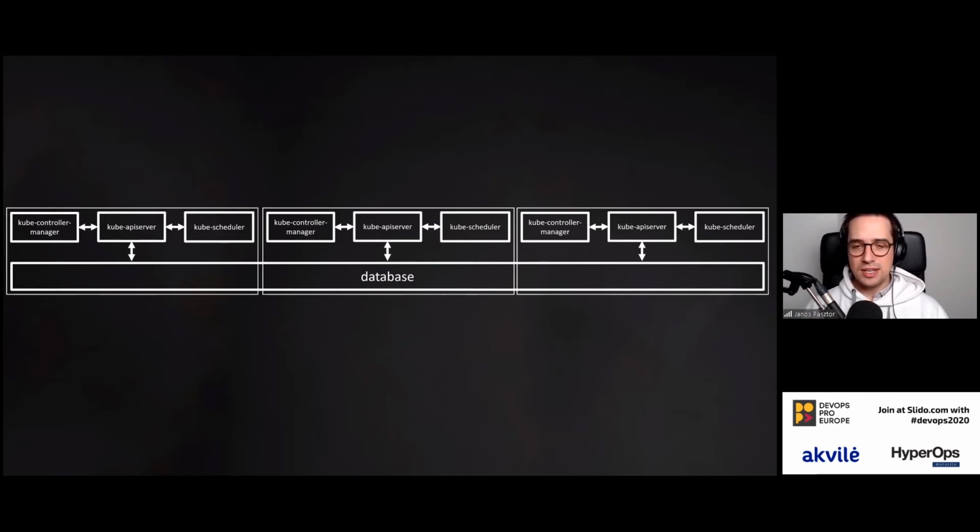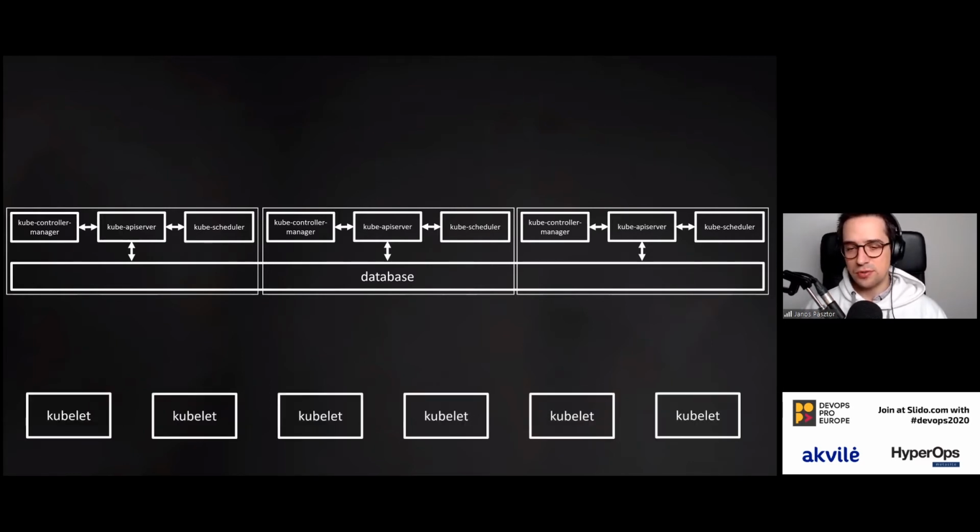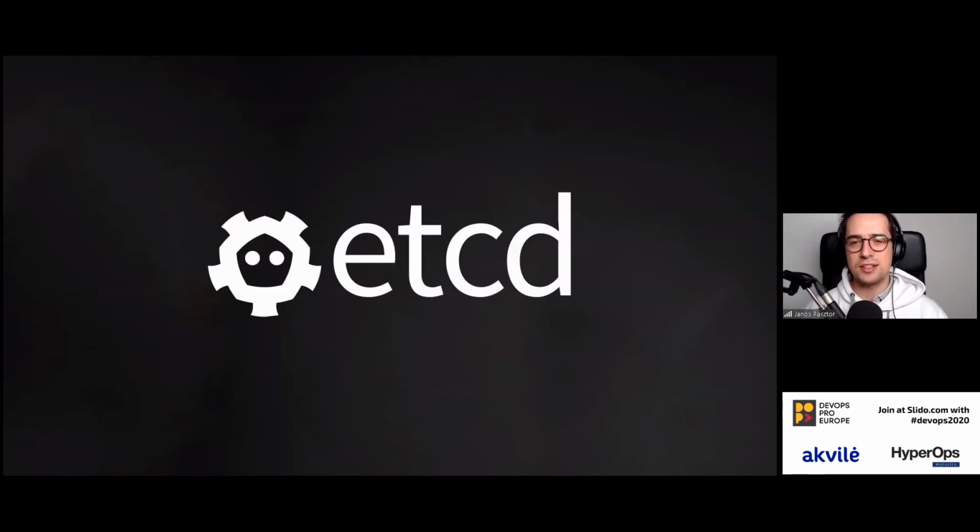What you need here is synchronous replication. You need all the servers that act as Kubernetes masters to be in the same state. You need all the servers to see the same data. And this is usually achieved... Oh yes, and there's of course the kubelets, nice little animation here. So this is usually achieved with a database called etcd.